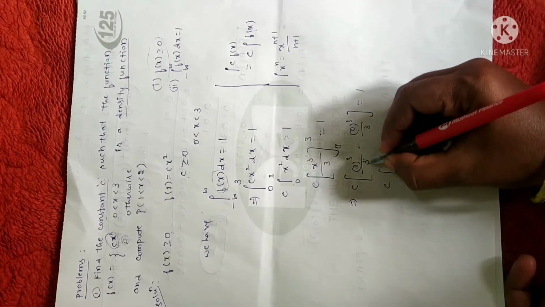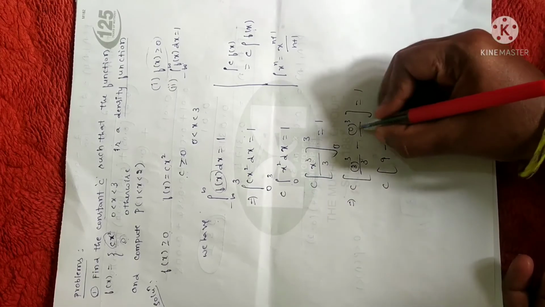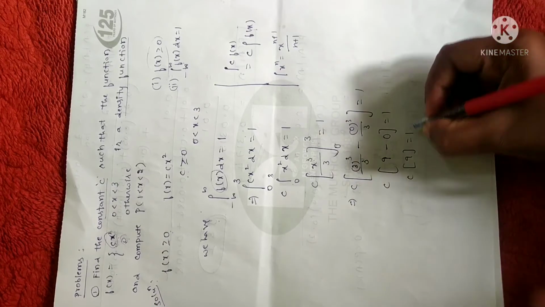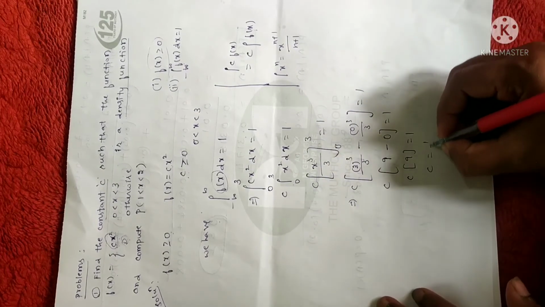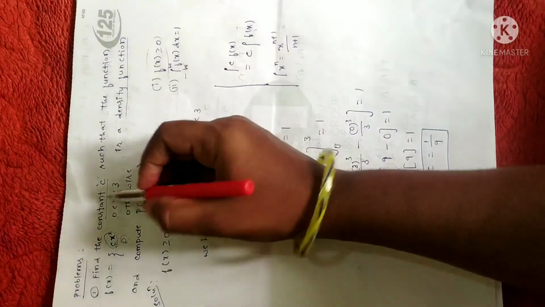Anyhow, 3 cube by 3, with this 3 getting cancelled, you will get 3 square here. 3 square is 9, minus 0 by anything is 0, which is equal to 1. So c into 9 is equal to 1. On simplification, you will get c is equal to 1 by 9. So this is the value of c we have obtained.